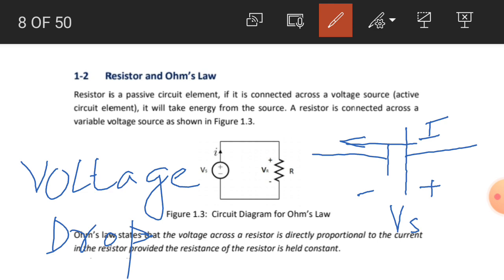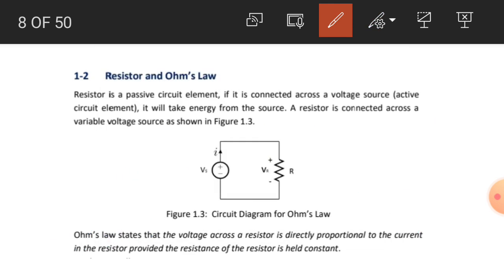Let me repeat. If the current flows from the negative terminal of the voltage source towards the positive terminal, the voltage of the voltage source will be known as a voltage rise. And if the current flows from the positive terminal of the source towards the negative terminal, as the case is over here, the voltage of the source will be known as a voltage drop. You know what is a voltage rise and voltage drop.